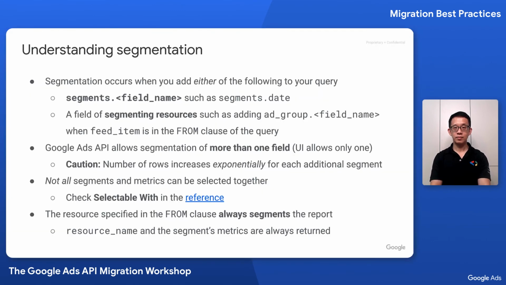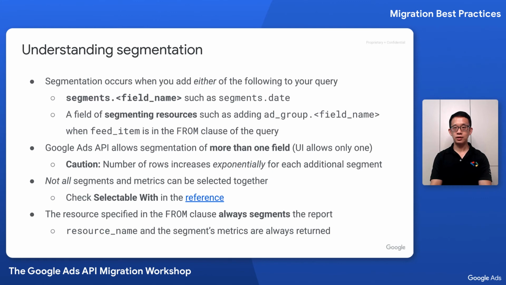Next topic is about segmentation. Segmentation occurs when you add either of the following to your query: segments.fieldName, which is either a field of the segments resource, such as segments.date, or a field of a segmenting resource, such as when you add any field of the ad group resource when feed item is in the from clause of the query. The Google Ads API allows segmentation by more than one field, which is unlike the UI, because the UI allows only one at a time.